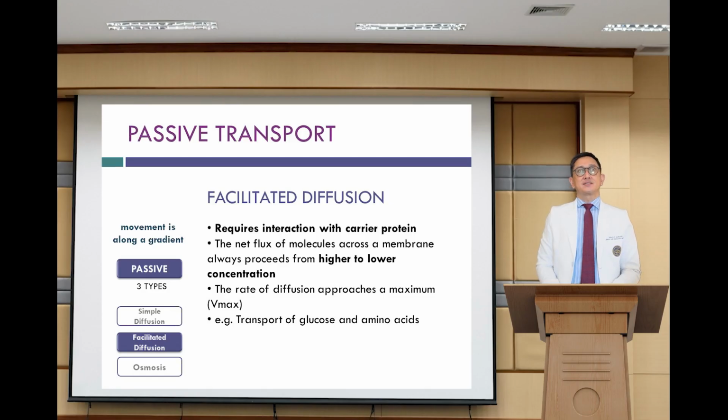So one example of passive transport is your facilitated diffusion. We've talked about simple diffusion. Now it's facilitated. Why facilitated? It requires interaction with a carrier protein. Remember this. Facilitated requires carrier protein. And the net flux of molecules across a membrane always proceeds from higher to lower concentration. The rate of diffusion approaches a maximum, Vmax. Example, transport of glucose and amino acids. Emphasis again, higher to lower concentration, and a carrier protein is needed for facilitated diffusion.